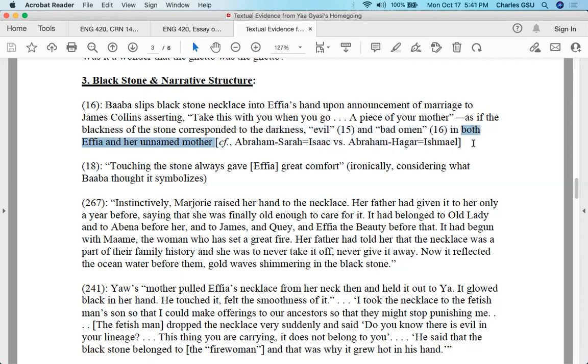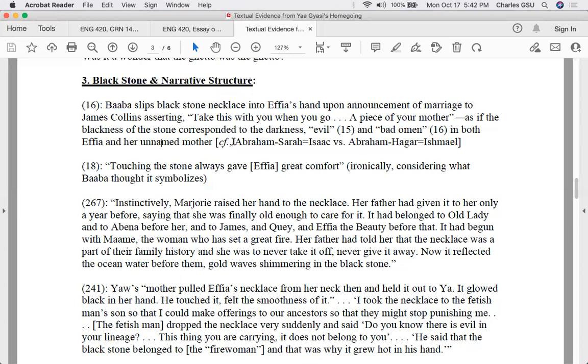What I've written here at the end in this bracketed section is that I don't know that Gyasi is doing this deliberately, but there's a kind of parallel between the first wife versus the second wife, if you will. Because remember that Mame, Effia's mother, is a house girl. In other words, she's not Baba, the original wife.